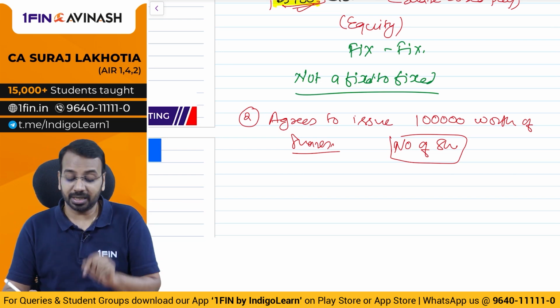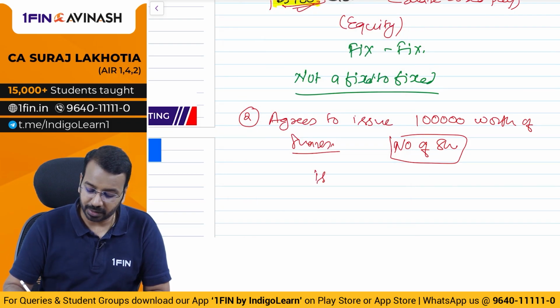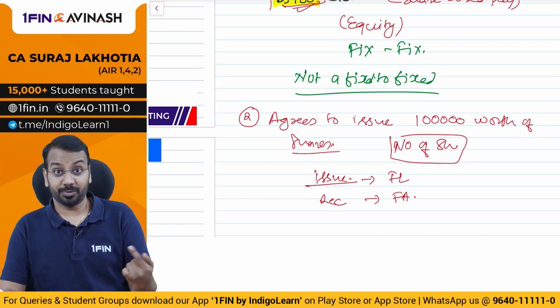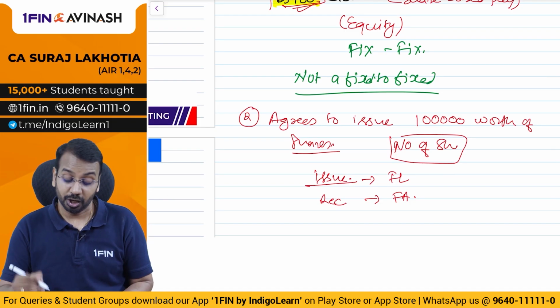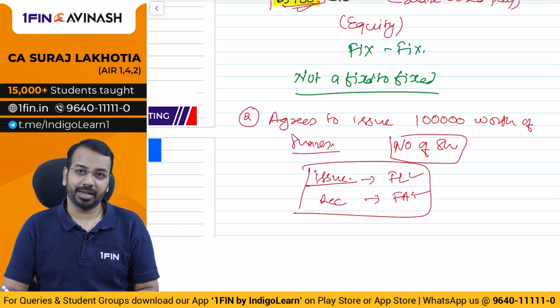When will it become a financial liability? When the entity has to issue. So if the entity has to issue, it becomes a financial liability. If the entity has to receive, it becomes financial asset. Sir, why will the entity receive its own shares? There is something called buyback. The entity may buy back from the existing shareholders, right? So in such a scenario, it will become either a financial liability or financial asset.